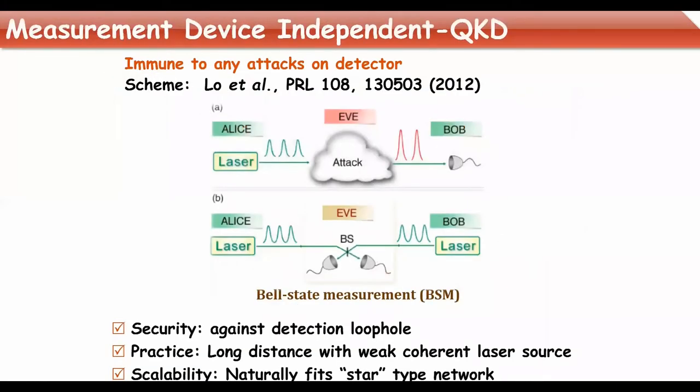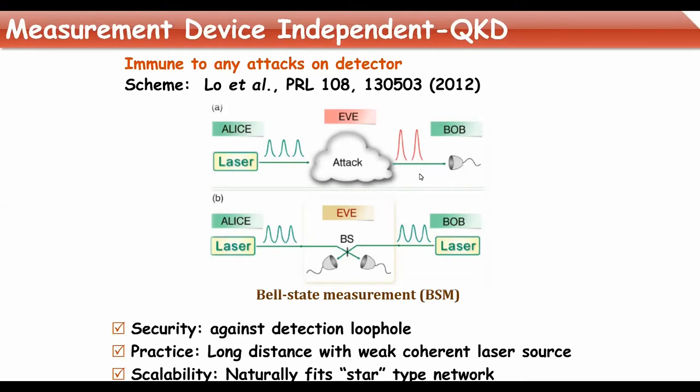And the optimal solution for this is called MDI-QKD, measurement-device-independent QKD. It was proposed by Hoi-Kwong Lo, and the security proof was also demonstrated in the same paper in 2012. The basic idea is simple. In figure A, Alice sends some single photon source, some weak coherent state to Bob, and the eavesdropper can block this one and send some strong pulse to Bob and manipulate Bob's detector.